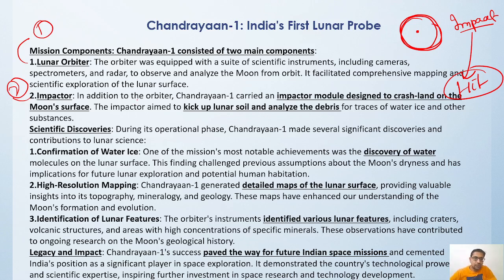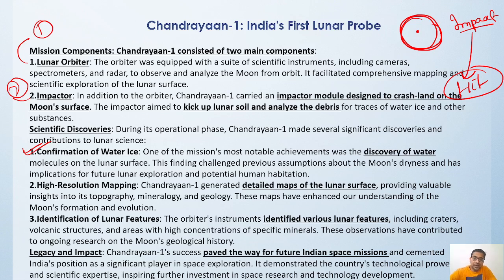So some of the important discoveries by our Chandrayaan 1 mission: it confirmed the water ice on the surface of the moon. That is the most notable achievement, the discovery of water molecules. Earlier it was thought that the moon is a totally dry area, but now that it has been discovered that water ice is present there, it shows that we will have further lunar exploration and much more potential for human habitation in the future. That will be great.